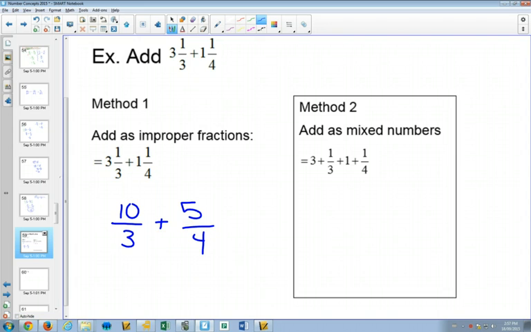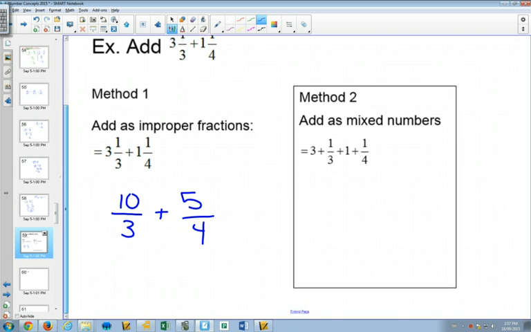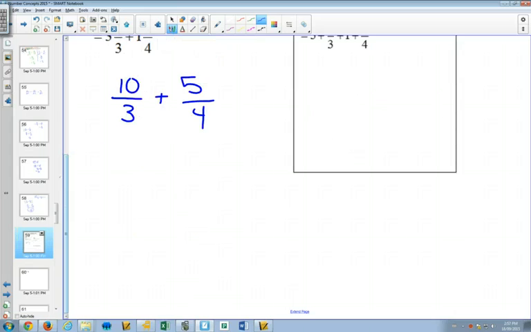What do we need to add fractions? Find a common denominator. What would be a common denominator with 3 and 4? 12. So once I've got them as improper fractions, I get a common denominator. It's going to be 12. I'm going to need to multiply this 3 by 4 to do that. So I have to multiply the 10 by 4. 4 times 10 is 40.